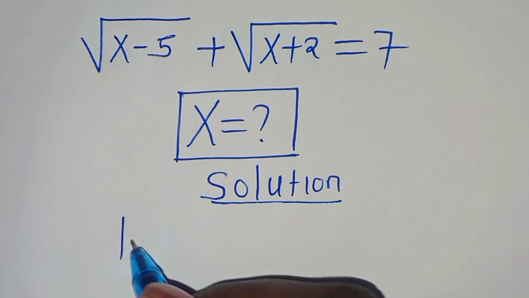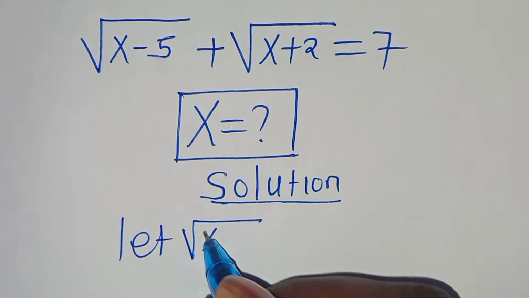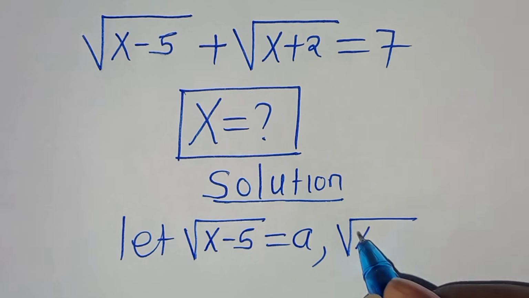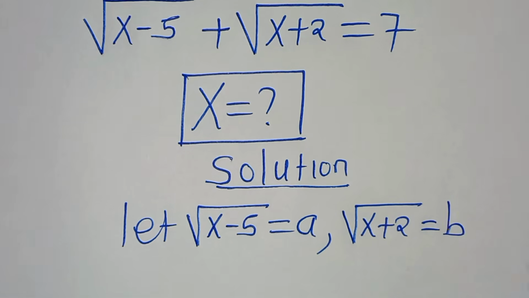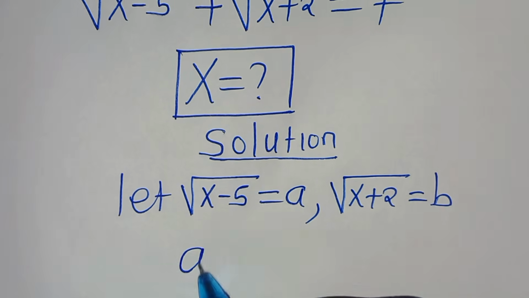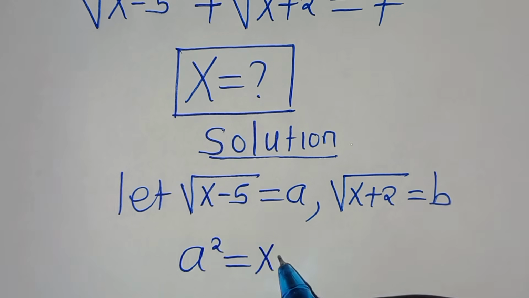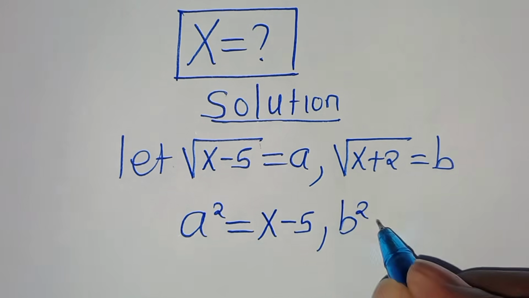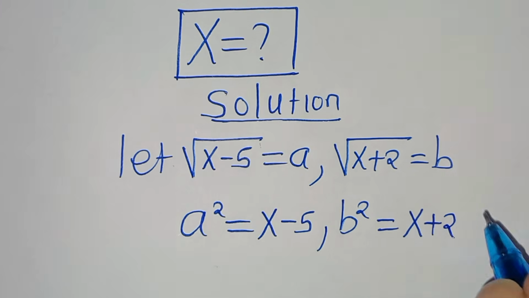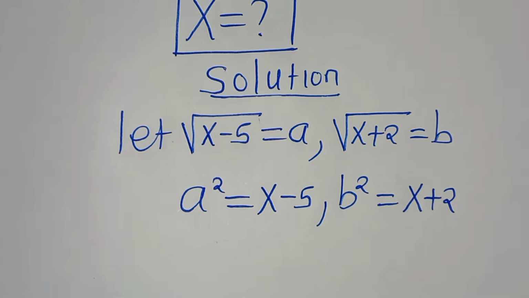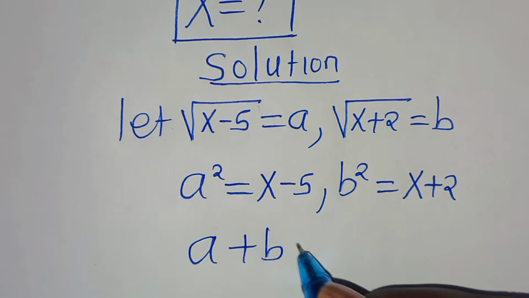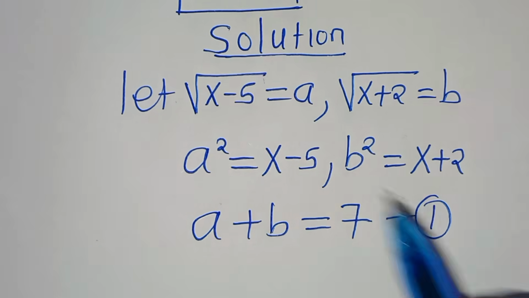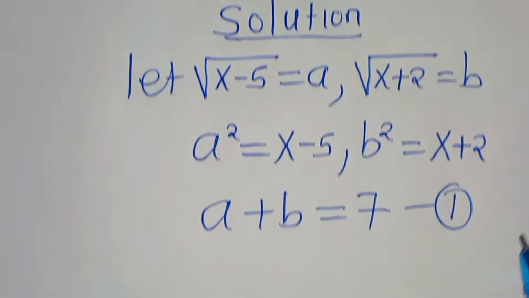So the first step is that we can let the square root of x minus 5 be equal to a, and we can let the square root of x plus 2 be equal to b. Now this means that a squared is the same thing as x minus 5, since we square on both sides, and b squared is equal to x plus 2, where again we square on both sides. Now we have that a plus b is equal to 7. This is equation 1. Now we are solving this math problem by applying method 1 first.